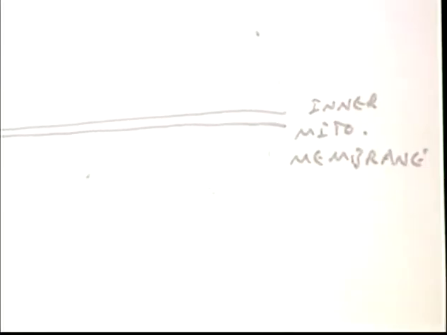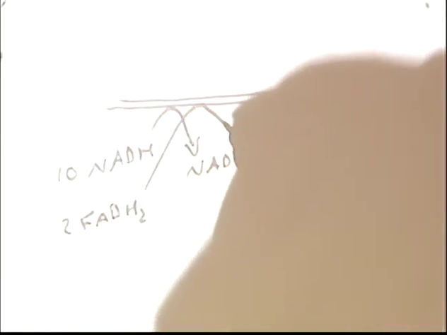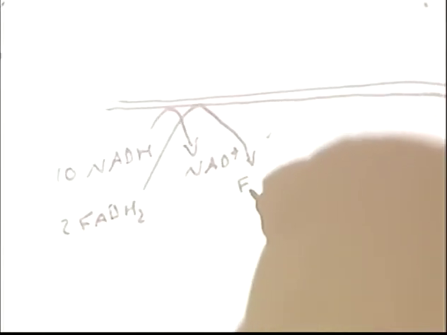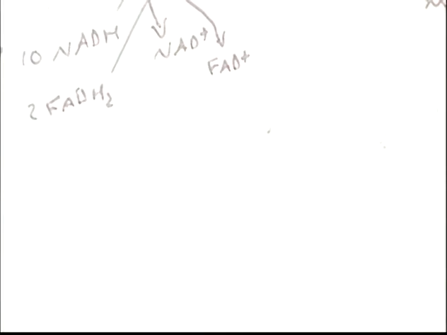So we have, well, let's see, how many is that? That's 6, 8, 10 NADHs. Okay, so 10 NADHs, which come into this process, drop off their electrons and become NAD+. We have 2 FADH2s that come into this process, drop off their electrons and become FAD+. Okay.